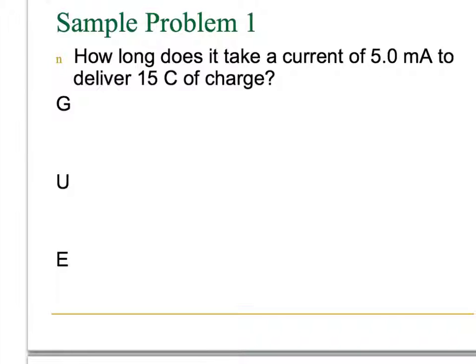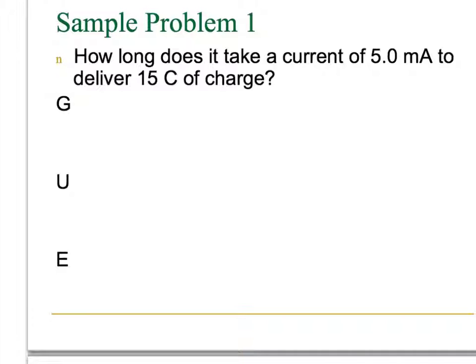Now let us try to solve some problems and apply what we learned. So let us analyze the problem. How long does it take a current of 5 milliamperes to deliver 15 coulombs of charge? Notice that the unit for current, SI, is amperes, not milliamperes. So this one here is a prefix and we need to get rid of this before we could use the given in the problem. We are given also the charge, which is 15 coulombs.